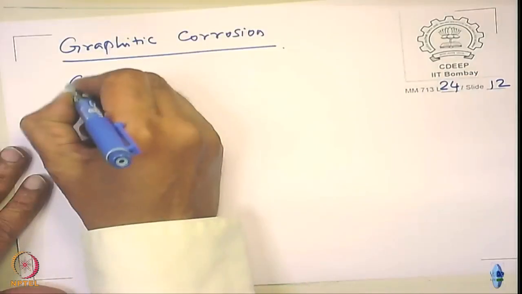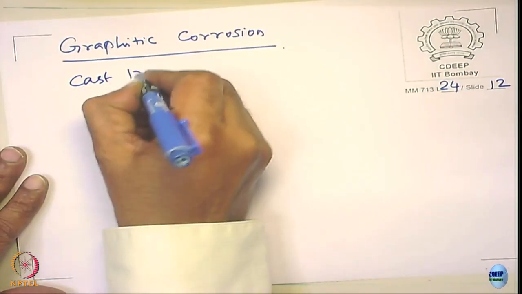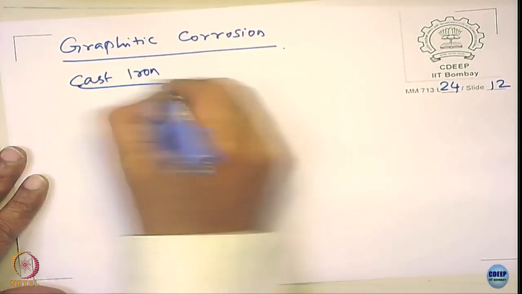Now, let us go into graphitic corrosion. I just want to finish up this here. People have been using cast irons, cast iron pipelines.